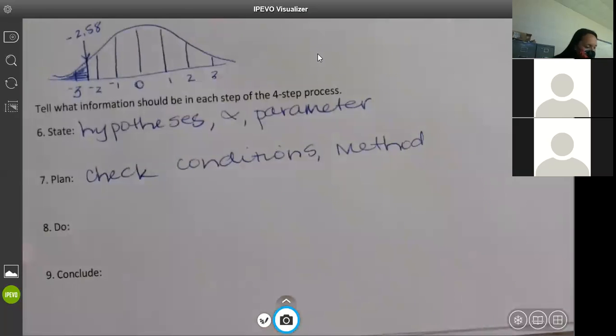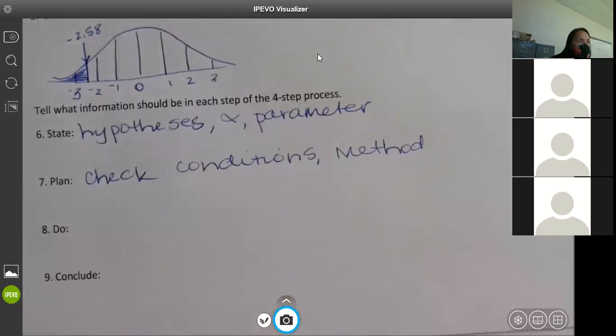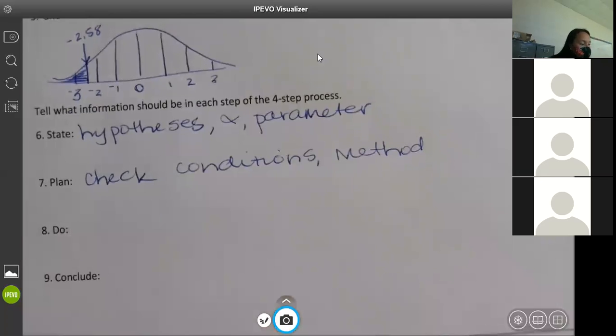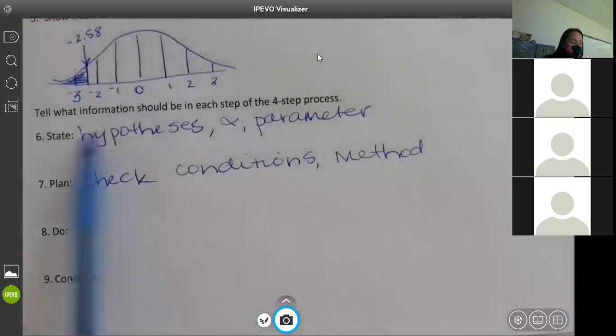What about in the do? Okay, so I have a question. Go ahead. Do we use the 4-step process on all the questions, or are there certain questions that we should use it on? Anytime it gives you, if you look at number 13 and number 14, see how it says, what conclusions can you draw? That's where you're going to use the 4-step process. So when it says what conclusions you can draw, use it. You don't necessarily have to write state, plan, do, conclude, but you've got to do all that work.